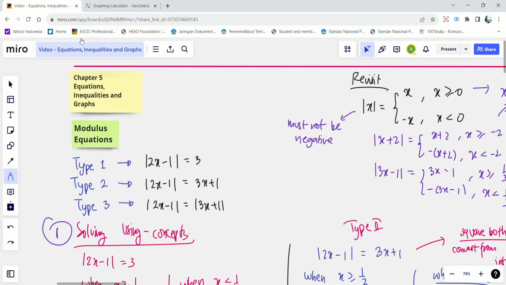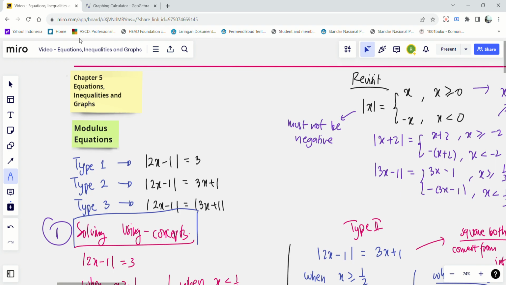Hello everyone. In this video I will be explaining and discussing the idea of modulus equations, and in particular the types of modulus equations. As you can see over here, there are three types of them, and in this video I will show how to solve modulus equations by using the concepts.